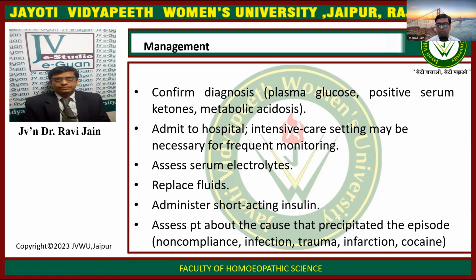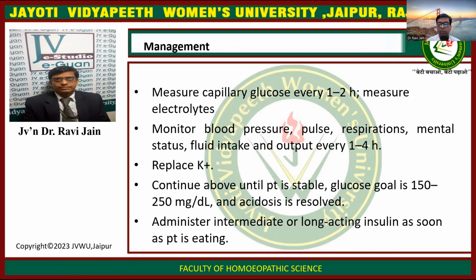And assess the patient about the cause of the precipitating episode. We have to find out the cause that is responsible for development of diabetic ketoacidosis, like whether this is non-compliance, whether the person is not taking insulin properly, or is there any infection, any trauma, any infarction, or cocaine. Then we have to measure the capillary glucose level every 1 to 2 hours and measure electrolyte levels. So we have to check the blood glucose level every 1 to 2 hours, and we have to measure the electrolytes.